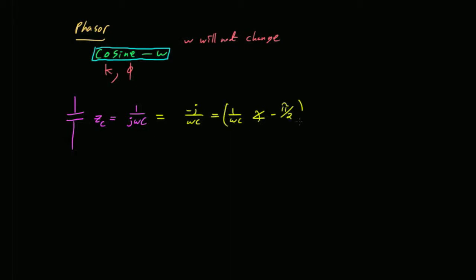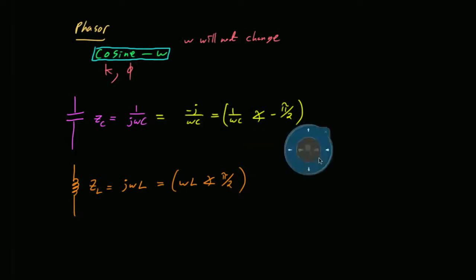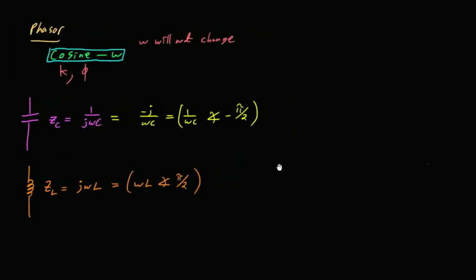And we said for the inductor, it had an impedance that was equal to j omega L, which is the same as omega L angle pi over 2. All right? So that's where we started, and then we had this really cool conversation where we said, let's find the frequency response of this RC circuit.